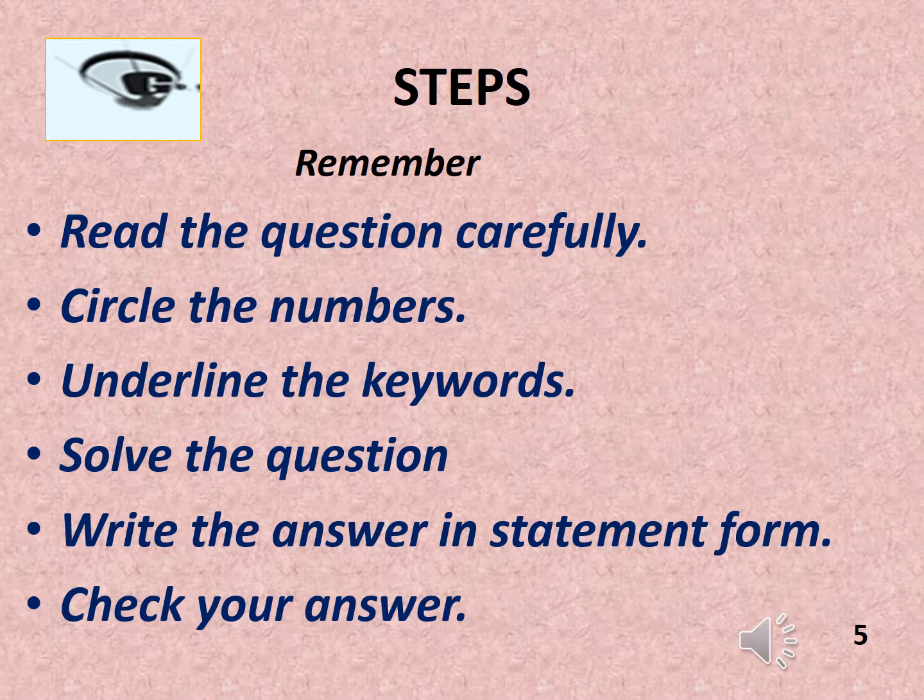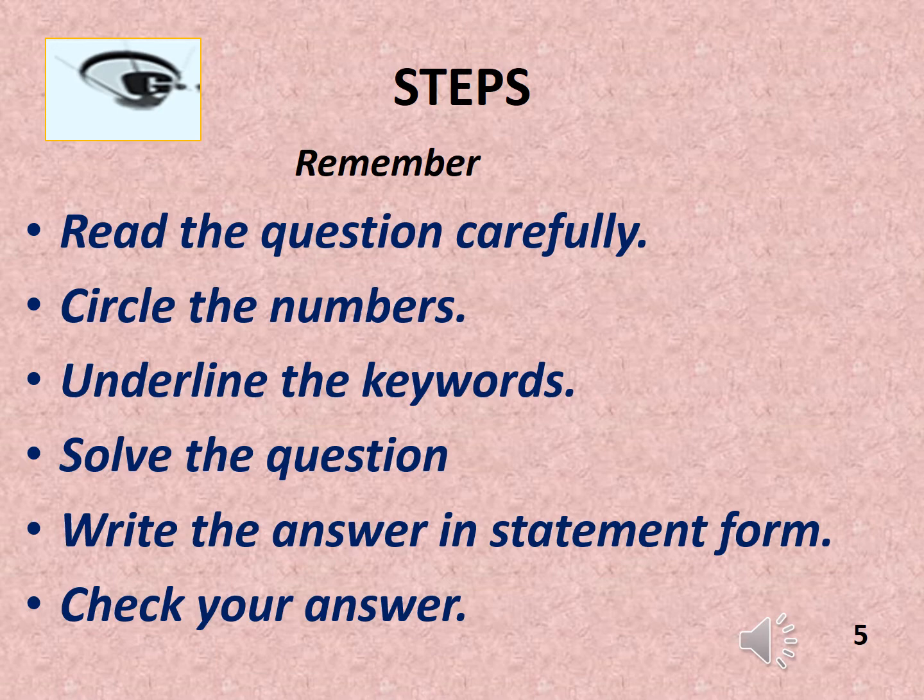So students, the next important thing which we'll have to take care while doing story sums is the steps. It is very important to follow these steps when we are doing the story sums. So what are these steps? First is read the question carefully. I have discussed with all of you time and again that it's very important to read our story sum at least twice or thrice. Second is circle the numbers. Circle all the numbers which are given in the story sum.